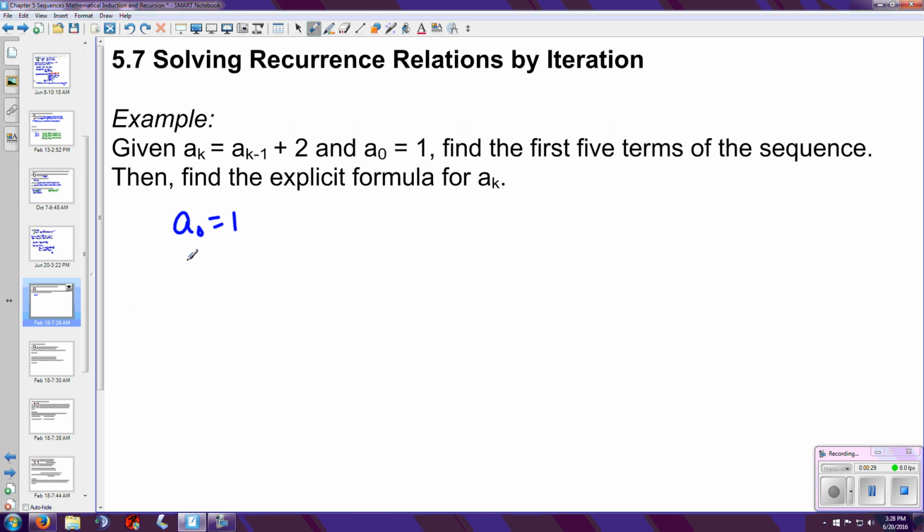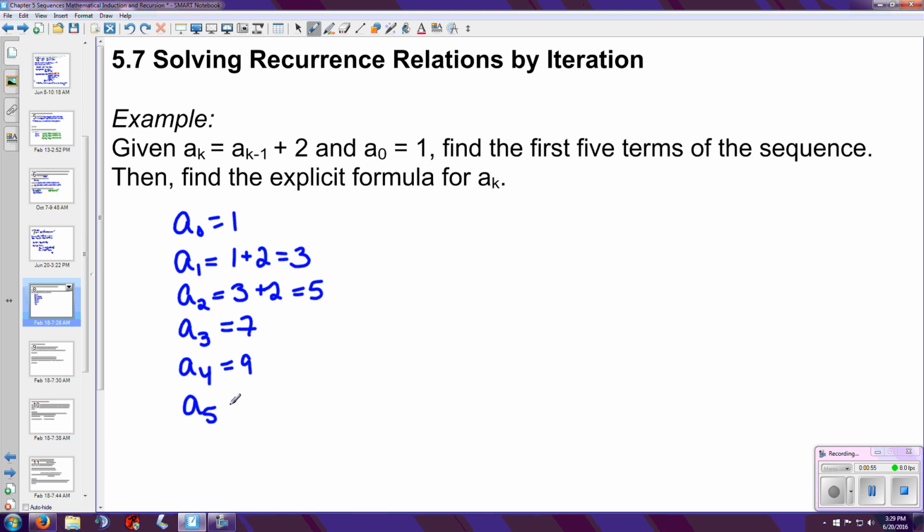So we have a0 is 1. a1 is going to be the previous term, which is 1, plus 2, gives us 3. a2 is the previous term, which is 3, plus 2 again, which is 5, and so on and so forth. So a3, we keep adding 2 to these, it's going to be 7. a4 is 9. a5 is 11. So we get the idea. Again, we're just adding 2 for each piece here. Well, how do we generate these values?